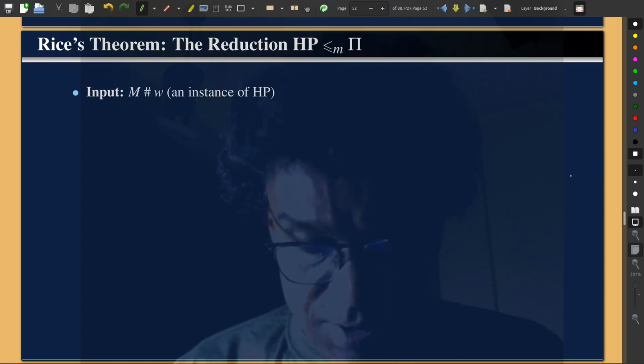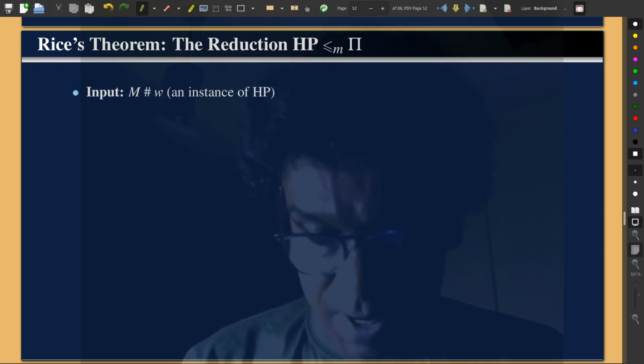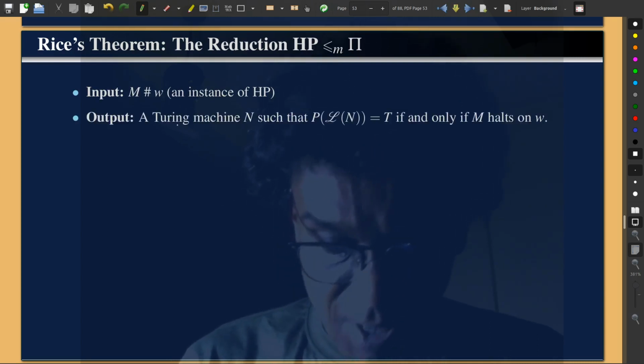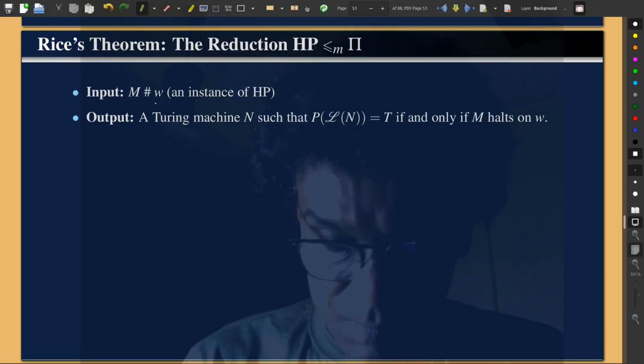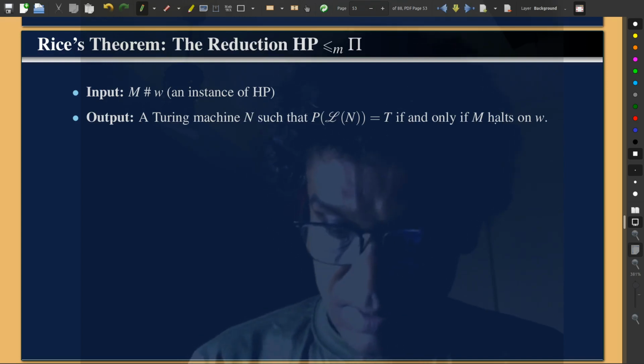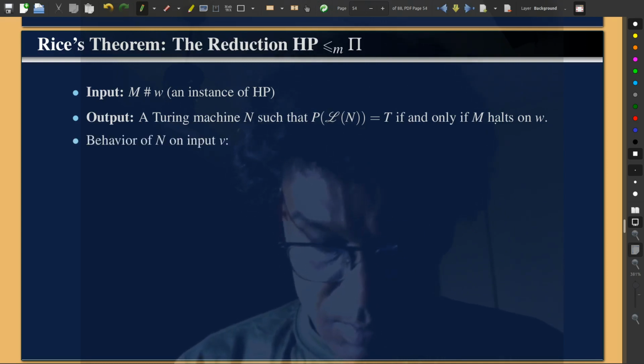So the input is an instance of the halting problem, and the question is whether M halts on w. I will prepare a machine N. This is the output, a Turing machine N, because we will specify a property by a Turing machine which has this property, such that N has this property if and only if M halts on w.